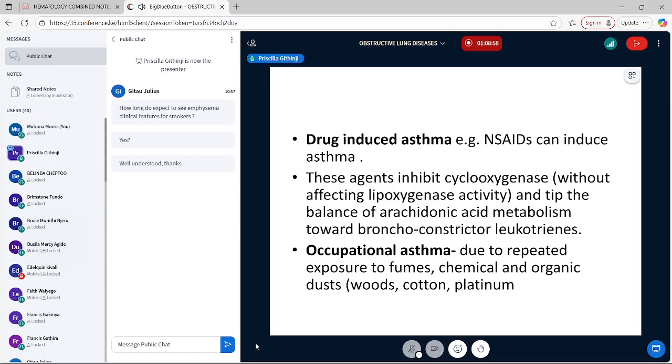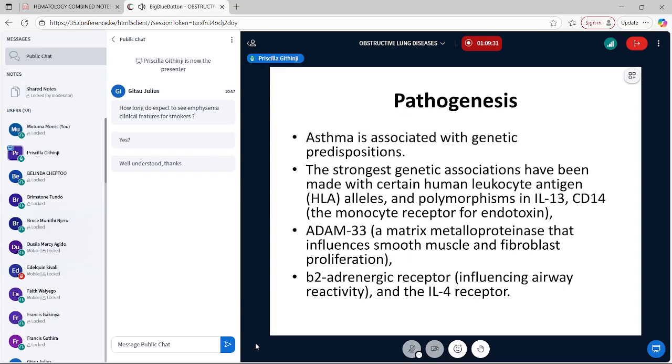For occupational asthma, because of the chemicals, it's due to when you have repeated exposure to chemicals that are coming from fumes, organic chemical and organic dusts, like those who work in wood factories, or work with cotton or platinum. So these are some of the chemicals that are going to trigger this non-atopic asthma.